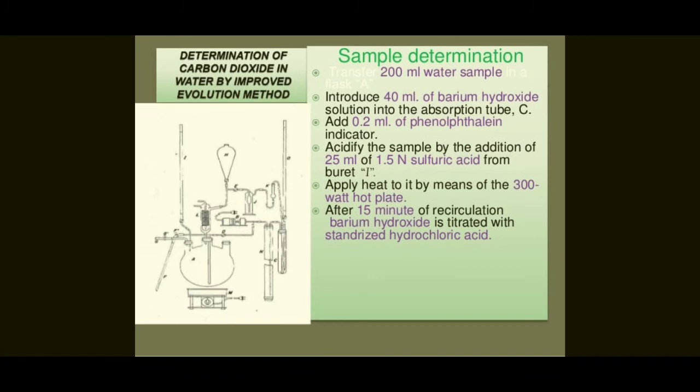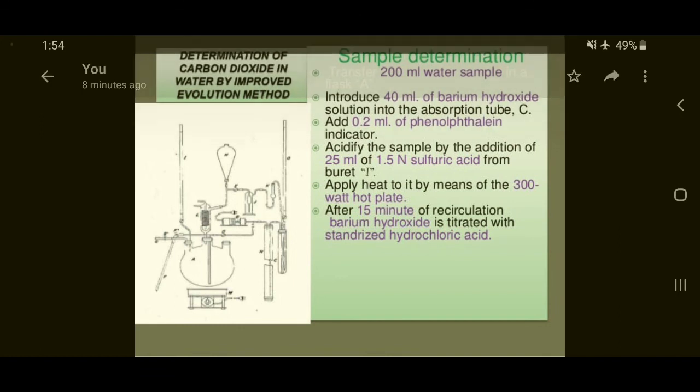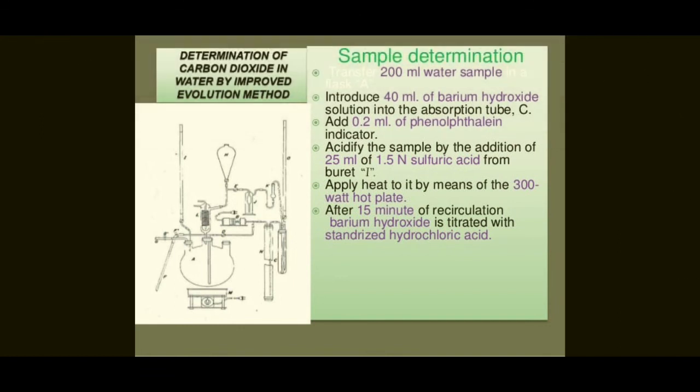Add 0.2 ml of phenolphthalein indicator. Acidify the sample by adding 25 ml of 1.5 normality sulfuric acid from the burette. Apply heat by means of a 300 watt hot plate, and after 15 minutes of recirculation, the barium hydroxide is titrated with standardized hydrochloric acid. Okay, so students, this is the determination of carbon dioxide in water by the improved evaluation method.